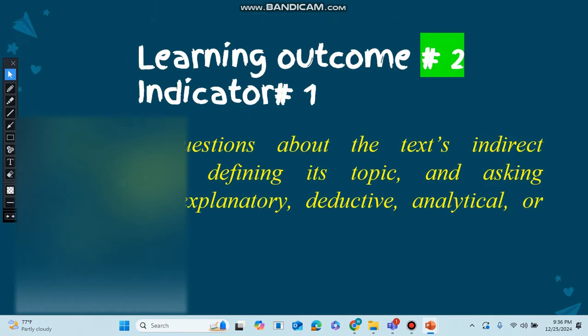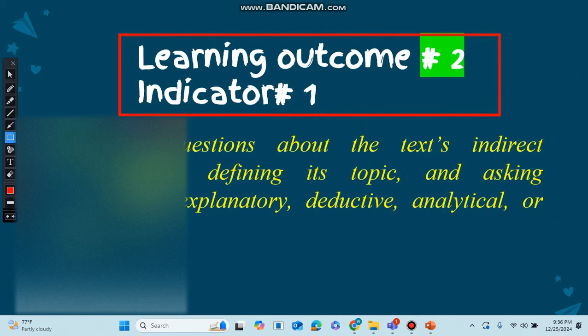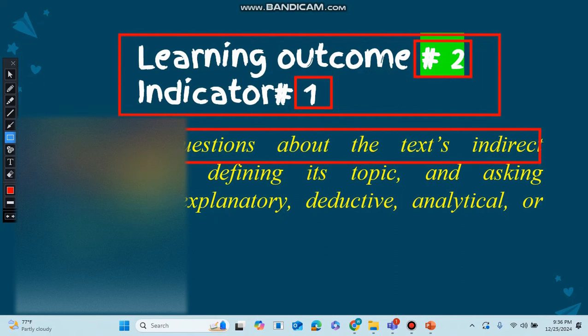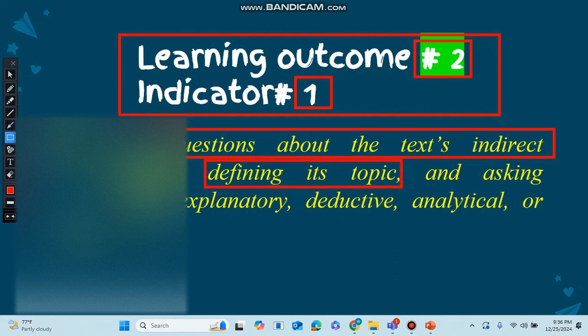In this part we are going to practice learning outcome 2 and indicator number 1 from this learning outcome. What is it about? Answering questions about the text with indirect information. That means if the information is indirect, it's not written, it's not stated. Then we'll see defining the topic of the text and then ask certain kinds of questions like explanatory questions, deductive questions, analytical questions, or critical questions.